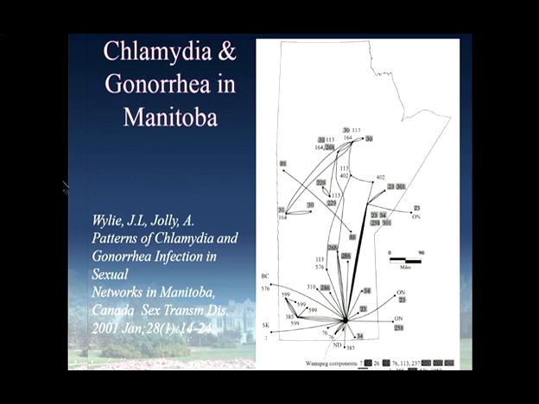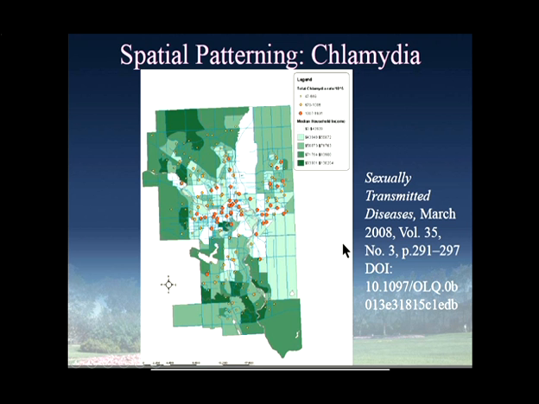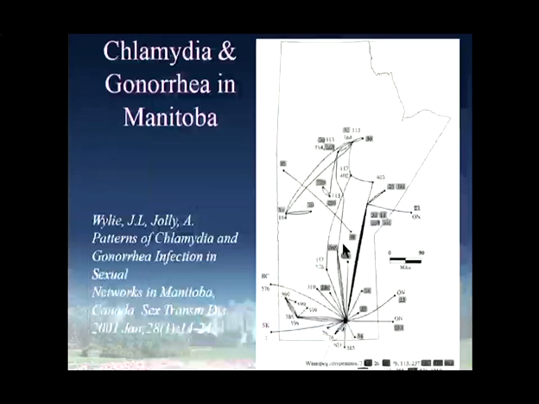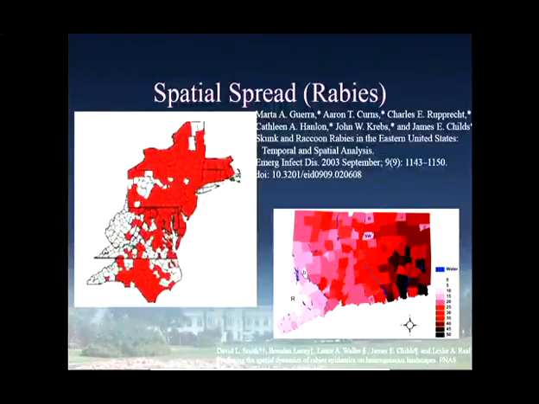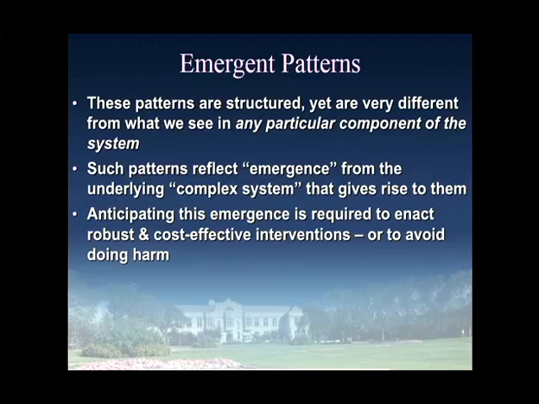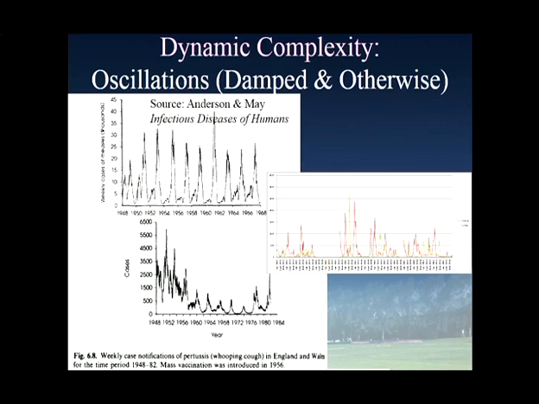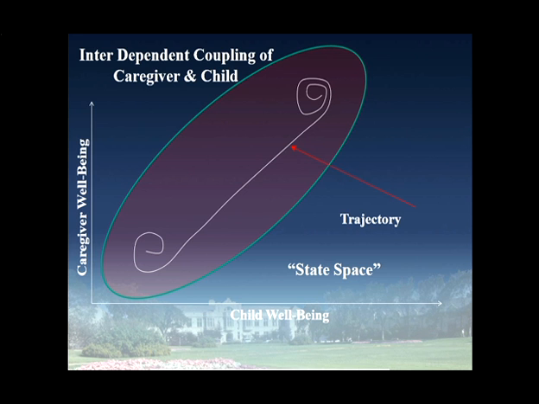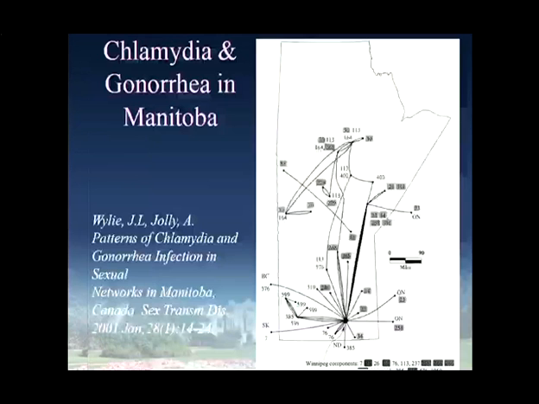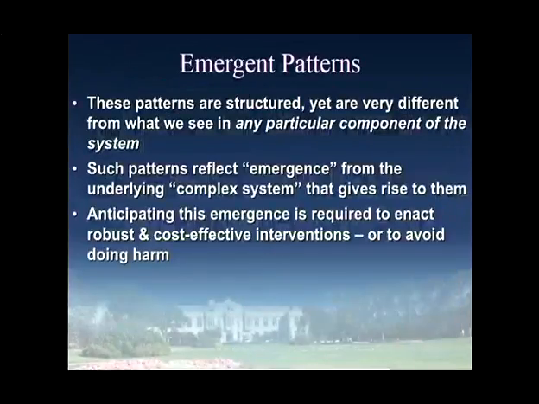Colleagues of mine, Ann Jolly, PHAC, has documented the spread of chlamydia across networks in Manitoba. And with zoonoses like rabies, we see very distinctive spatial patterns, these kind of bullseye-type patterns as it spreads out. These patterns are structured. They're not random. I mean, this may have some elements that look random, but there's a lot of structure here. There's a lot of order to it. It's not merely random, but neither is it 100% predictable.